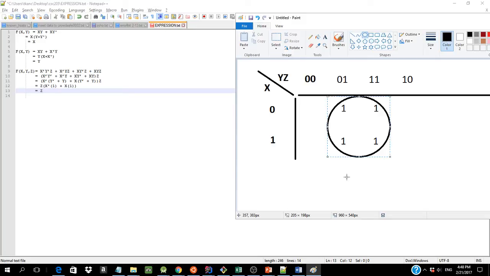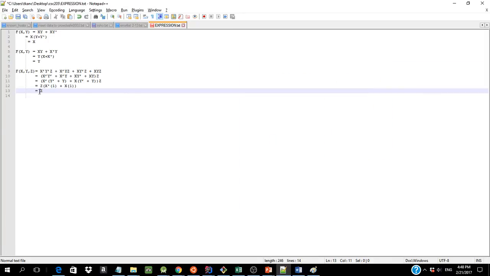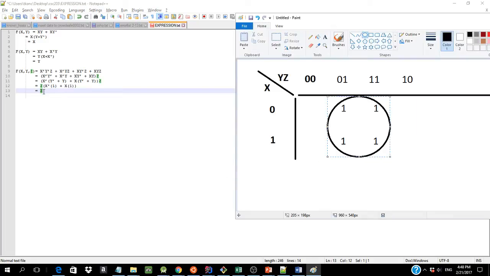Make a group, circle them all together in one group. And now you find what is common. What's in common? X and Y are not in common, because they are 0 and 1. Y is not in common because it is 0 and 1. But the one that is common is Z, which is 1 in both. So simplify to Z. That's how you use a K-map to simplify.